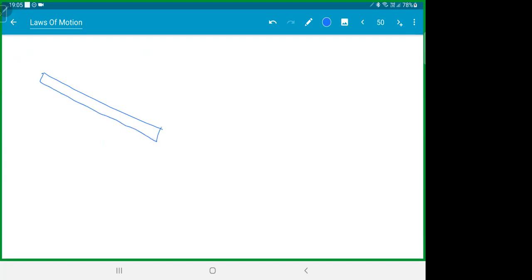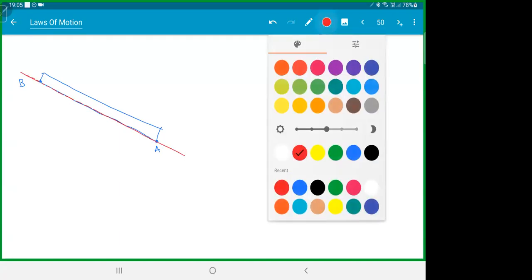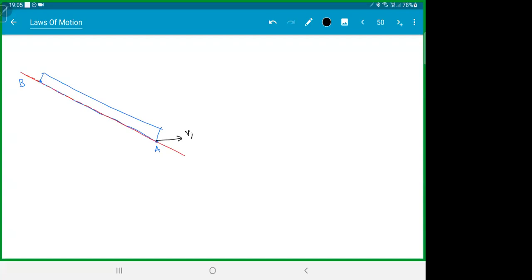This is a rod. This is A. This is B. So this is the line joining along AB. This A guy is going this way. The B guy is going down. This angle is theta. This angle is theta. This angle is 90 minus theta. So take the component along the line: this will be VA cos theta, and this component would be VB cos(90 minus theta).